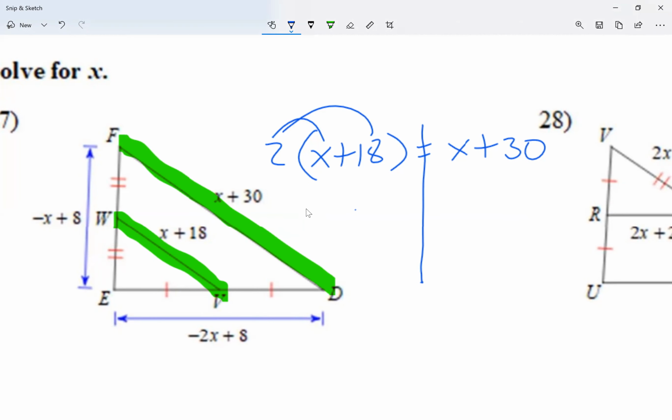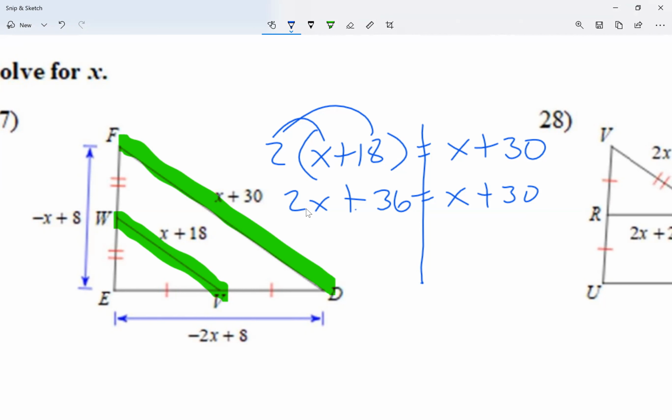I know 2 times x is 2x plus 2 times 18 is 36. And all of this is equal to x plus 30. Now I see I have letters on both sides. I have numbers on both sides. It would be nice if I could combine my like terms.